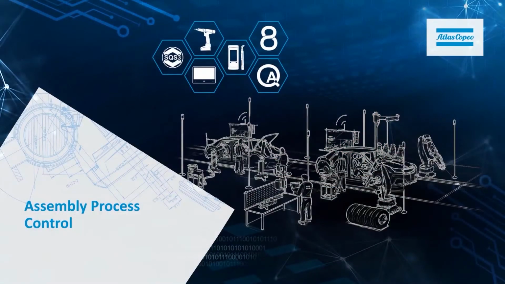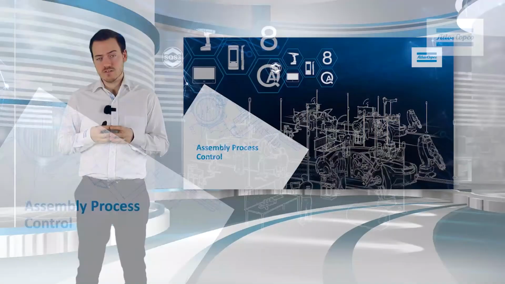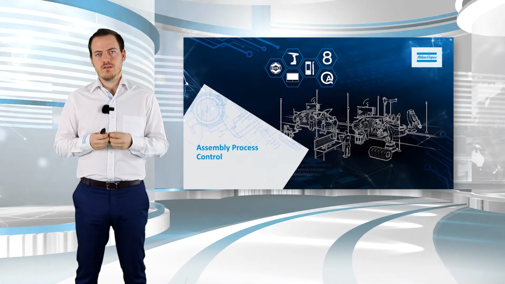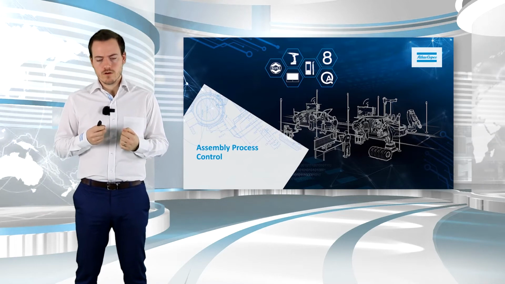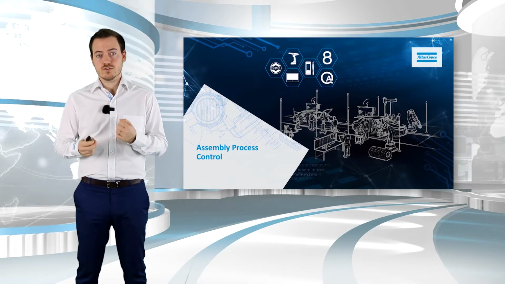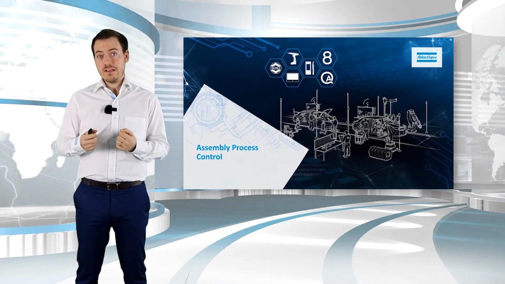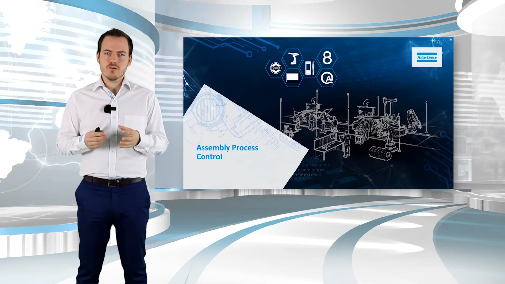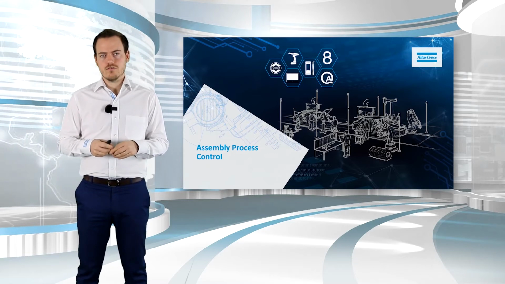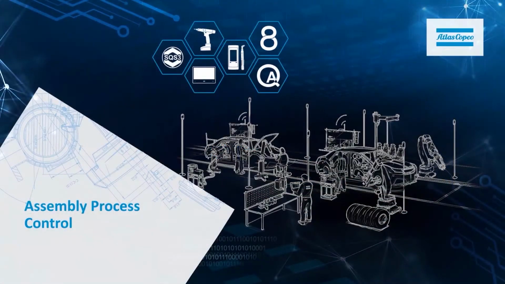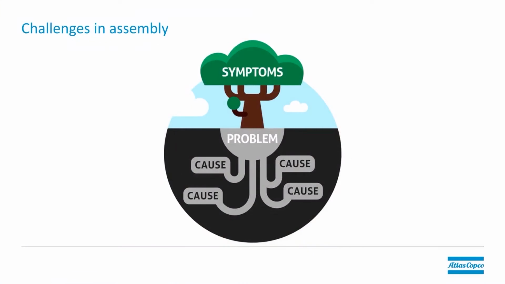So today I'm going to talk about assembly process control, and how Atlas Copco understands this concept. We have talked about that previously. We talked about how this is a solution for product recalls. Now today we're going to dig deeper into understanding what assembly process control is. This simple graph will tell you about the challenges in the assembly.